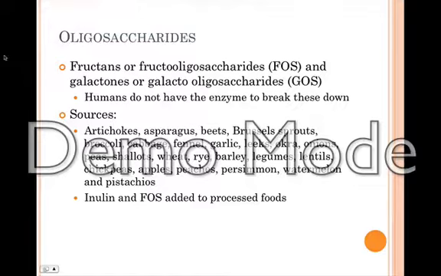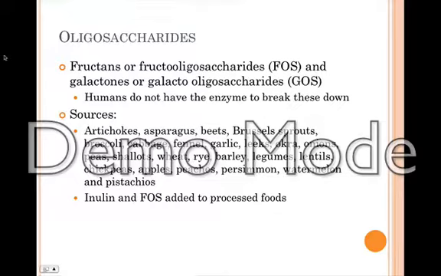So this first category of FODMAPs is oligosaccharides. Fructans and galactans fall into this category. They are both difficult to digest due to the lack of enzyme that the human body has in order to break them down.